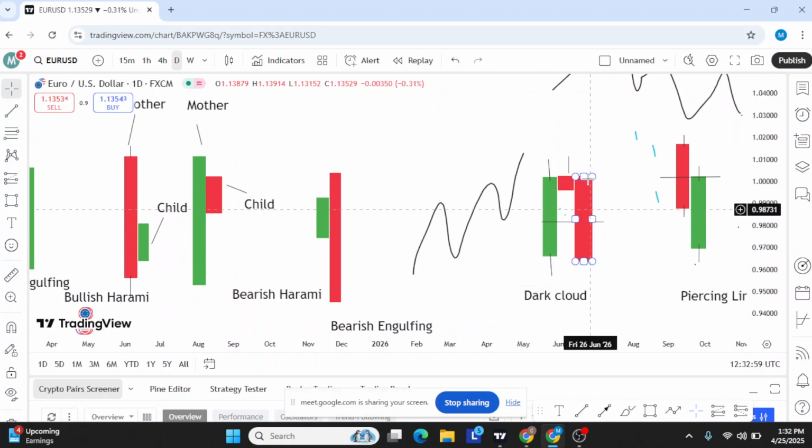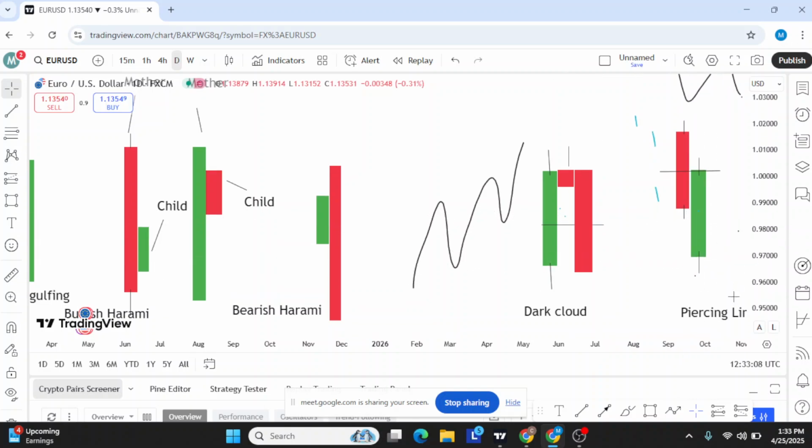What candlestick pattern is this? Exactly. Evening star. So now you can see that we make use of two candlestick patterns first, but we are still not confident. We still want to see something.